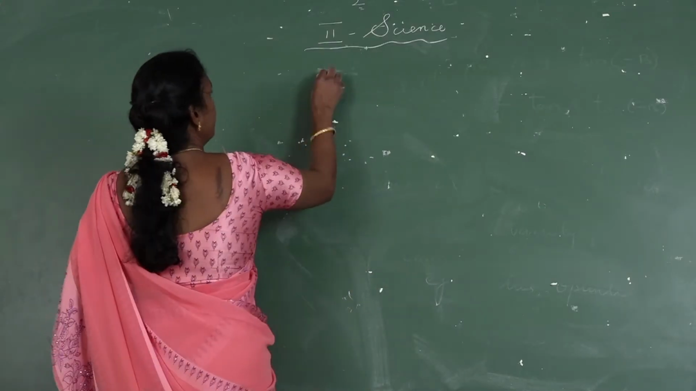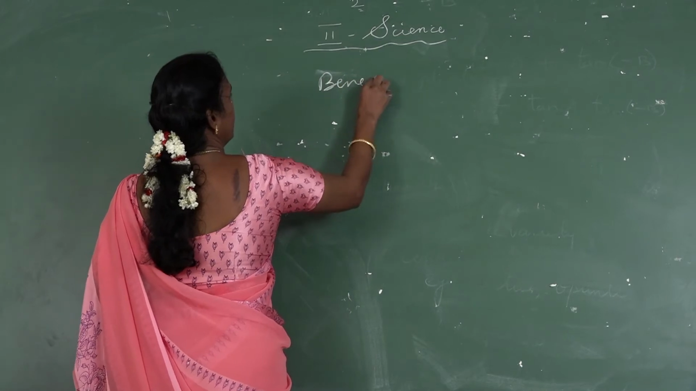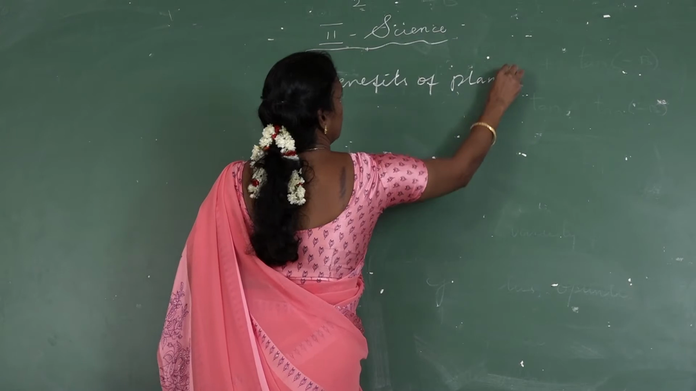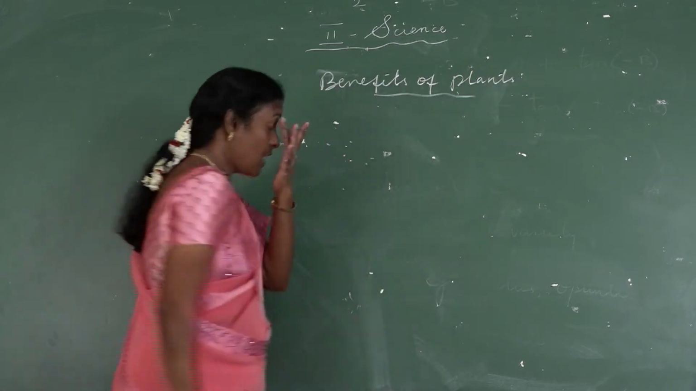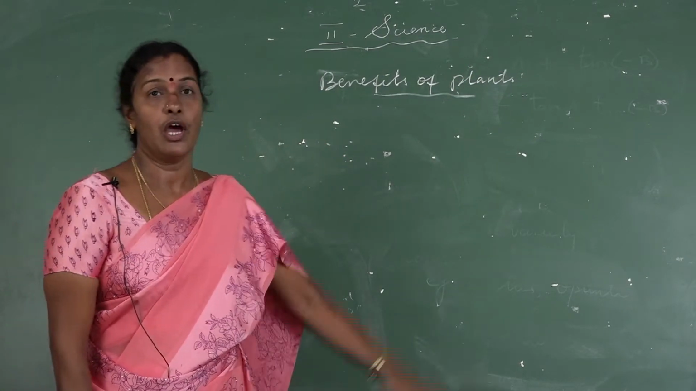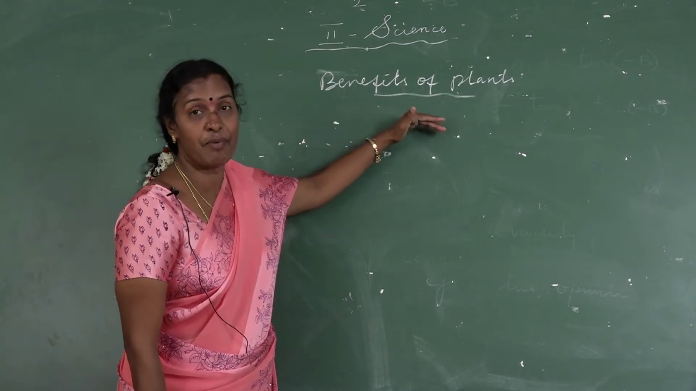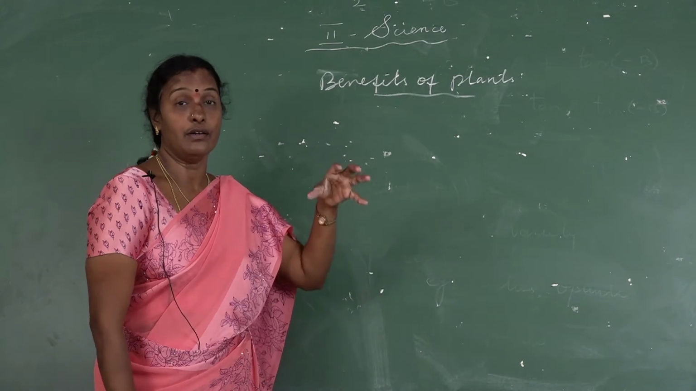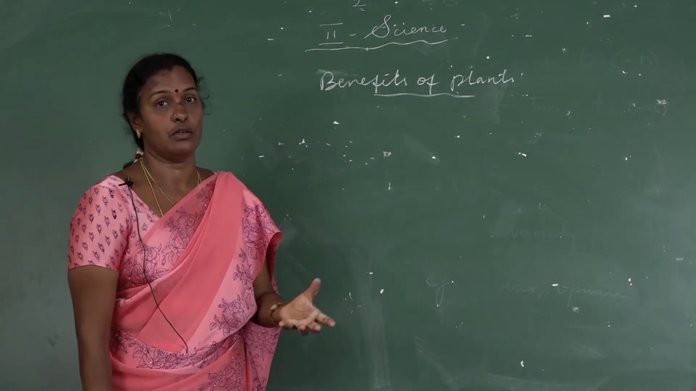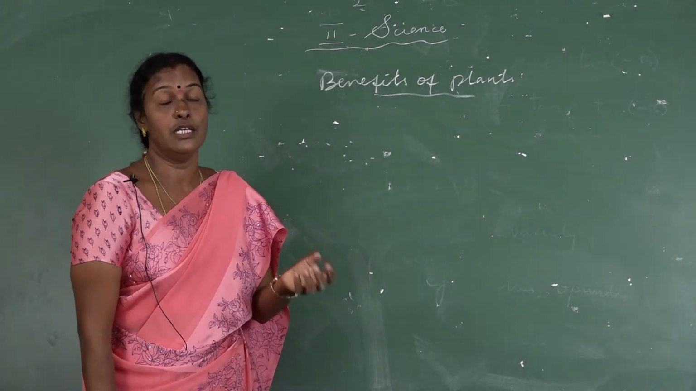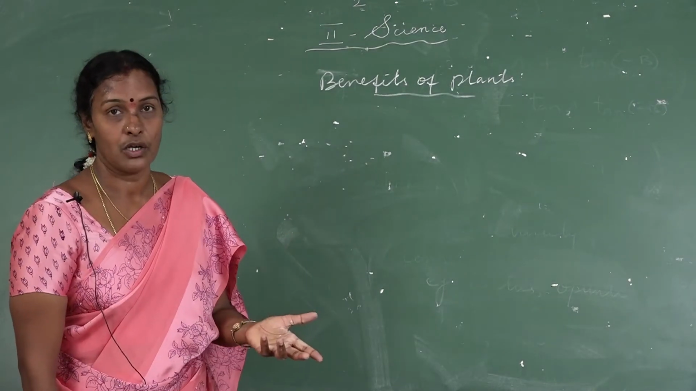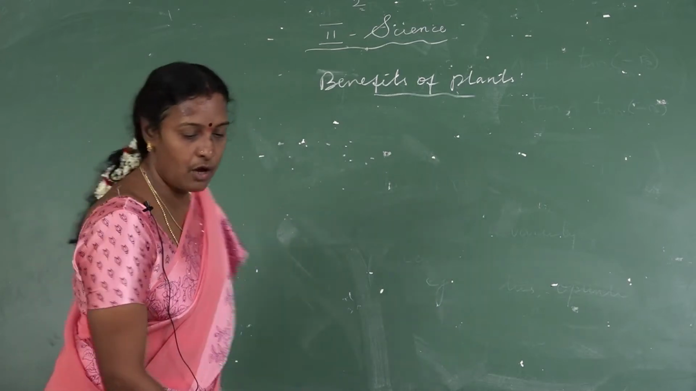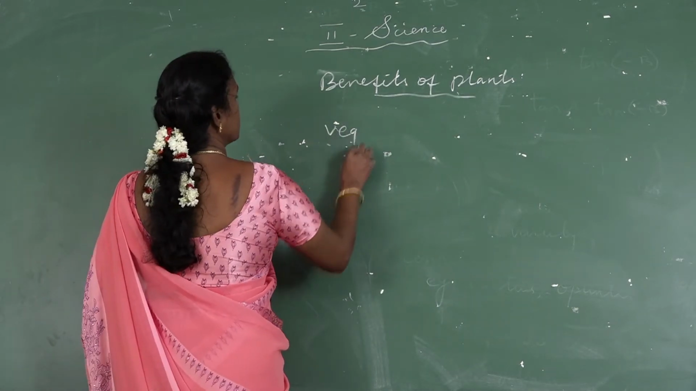Now we will go to the benefits of plants. We have seen all the types of plants. Now we are going to see the benefits of plants. All the food items we get from plants only. Each food we are eating, each fruit, each vegetable. What kinds of food will we see now? See now, first vegetables.